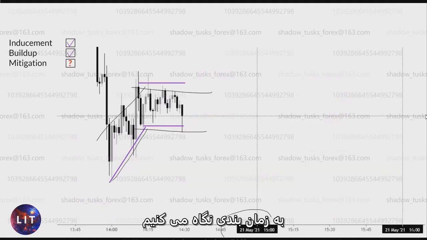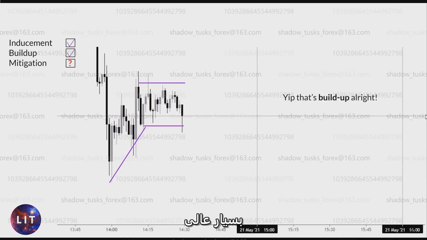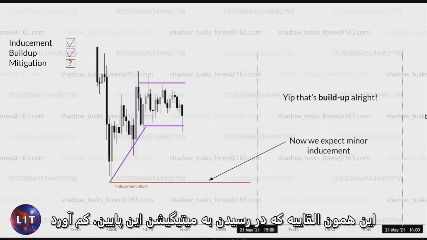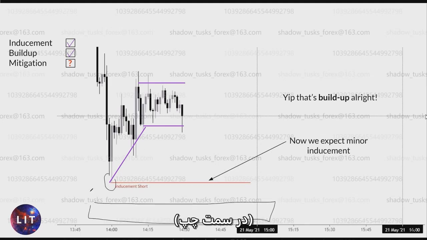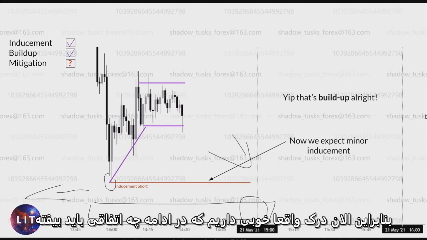We look at the timing. Trap time is literally in here. So we're marking up the lower time frames. Okay. Build up. Awesome. So what should happen to the build up? That's the inducement that stayed short of the mitigation down here to the left. And timing lines literally perfectly aligned, just waiting for us. So we already have a really good understanding what should happen next.